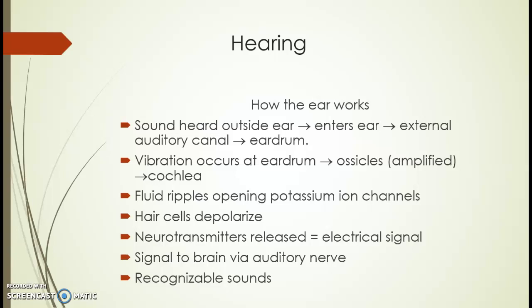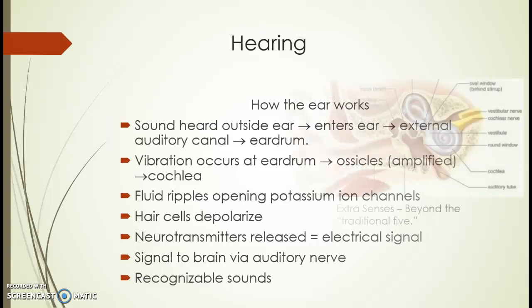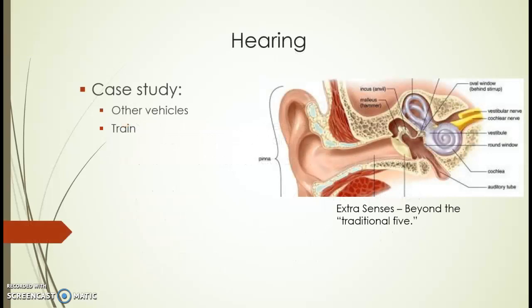The auditory nerve carries the electrical signal to the brain, where it is processed into sounds that we can recognize. Hearing is important in this case study because the bicyclist must listen for other cars that may not see the stop sign. He must also listen for a train coming since there are railroad tracks there.